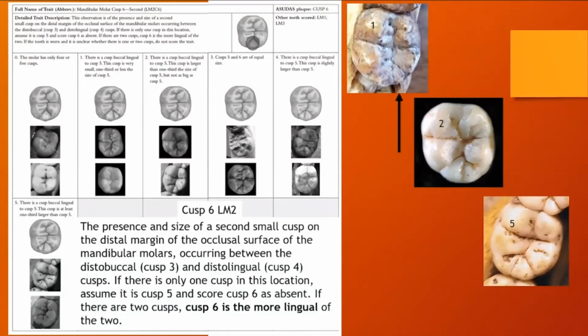So here is that cusp 6. This is a really worn tooth, but I still think you can see it, and we compare it to cusp 5 and see that it's there, but it's a lot smaller, about 1/3 of the size. Here we compare them, score 2, meaning that it's 1/3 or so about the size of cusp 5. And then down at the bottom, you can see that cusp 6 is actually a little bit bigger than cusp 5.